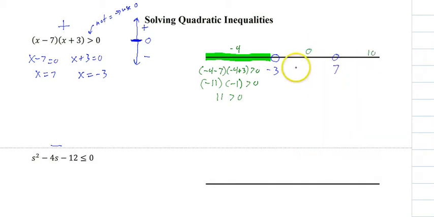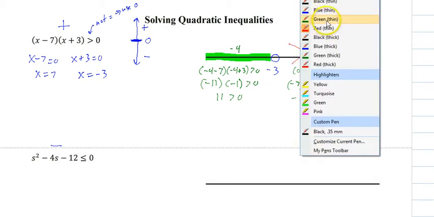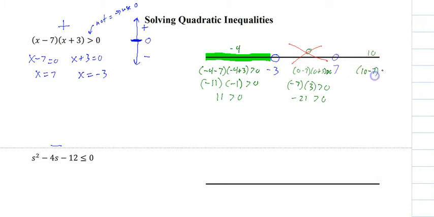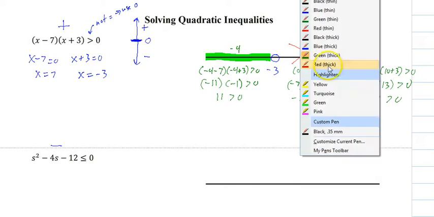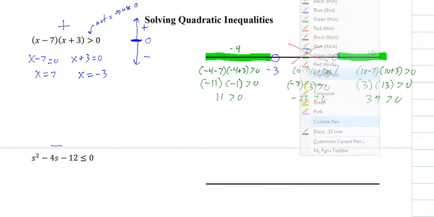All right, let's try the middle. So we have 0 minus 7, 0 plus 3, greater than 0. Negative 7 times 3 is negative 21. And that is not greater than 0. So we put a big X in that region. So that region's out. It's not part of our answer. Then we move on to the last one. And a positive times a positive is a positive, which is greater than 0. So we shade. And that's everything.